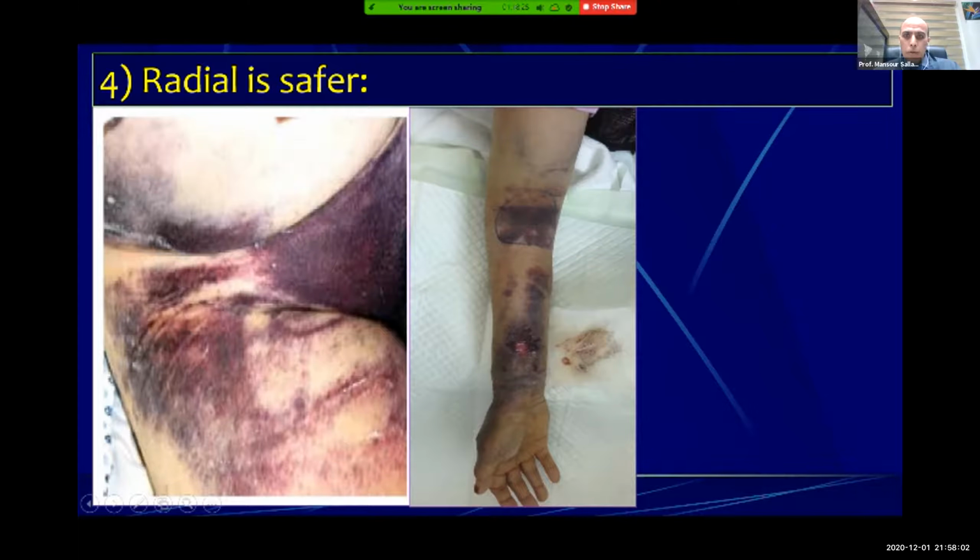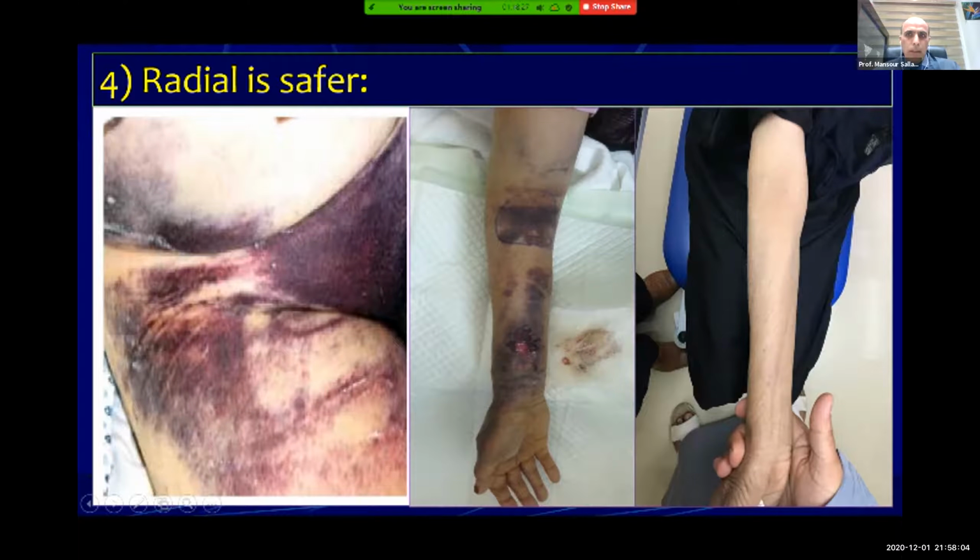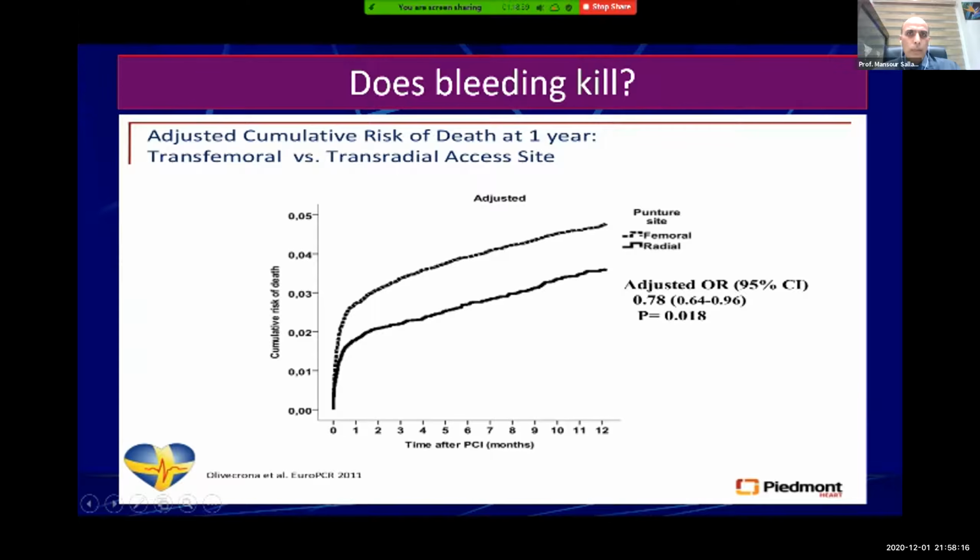This is the same patient 4 weeks later. She fully recovered. During that time, the patient was completely ambulant and was doing her life as usual. So definitely it is safer, mainly because of less bleeding associated with the radial approach.